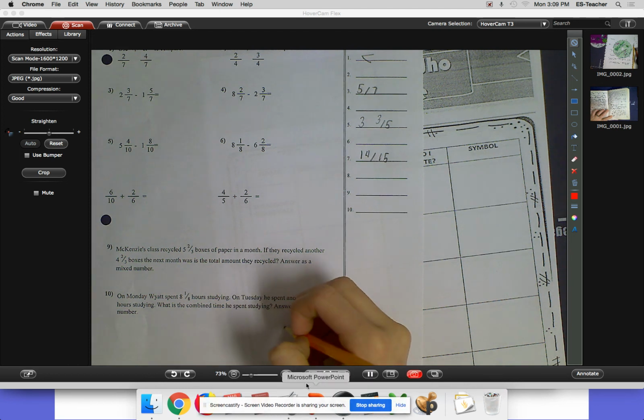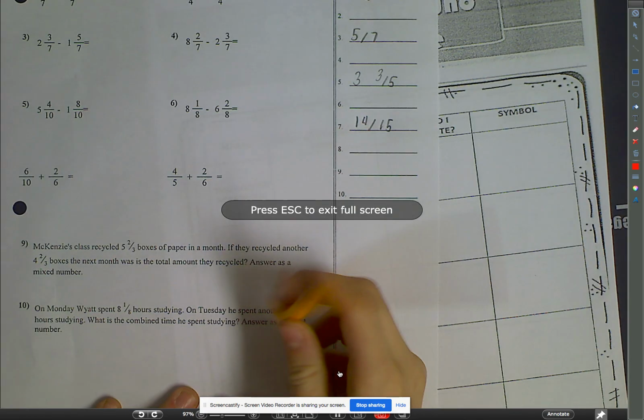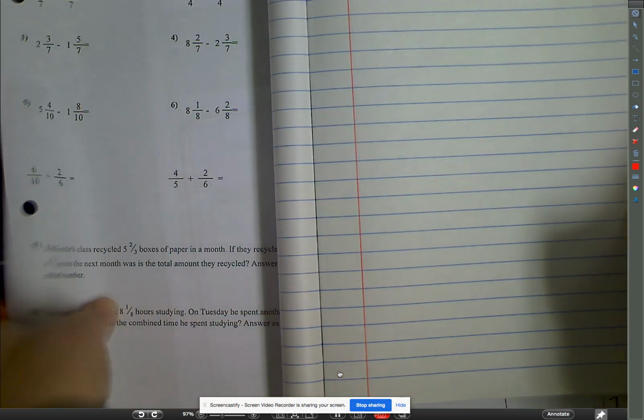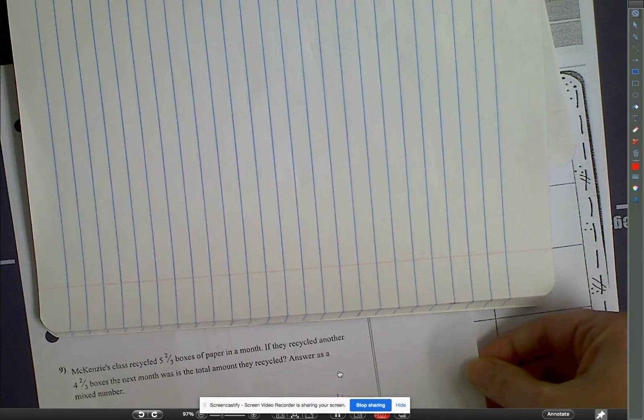So we're going to add here. Okay, here's your paper. Maybe we should just do it like this. Maybe I'll have more room. There we go. I think everybody can see that now.